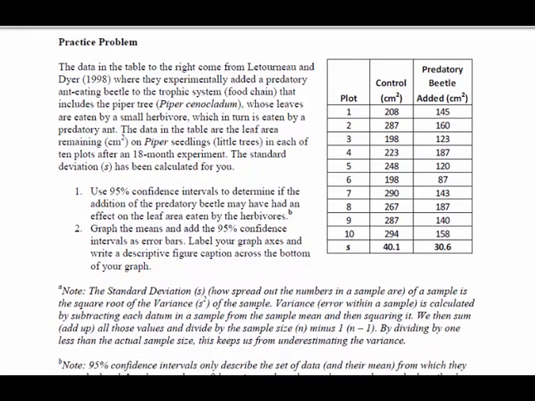And here is the practice problem that I would like to go over. It says the data in the table come from an experiment where they added a predatory ant-eating beetle to a trophic system. This is just the food chain in an ecosystem, starting with the thing at the bottom that's being eaten, which is this tiny little seedling, a piper tree. So just to give a quick visual example of what they're experimenting on in this problem.